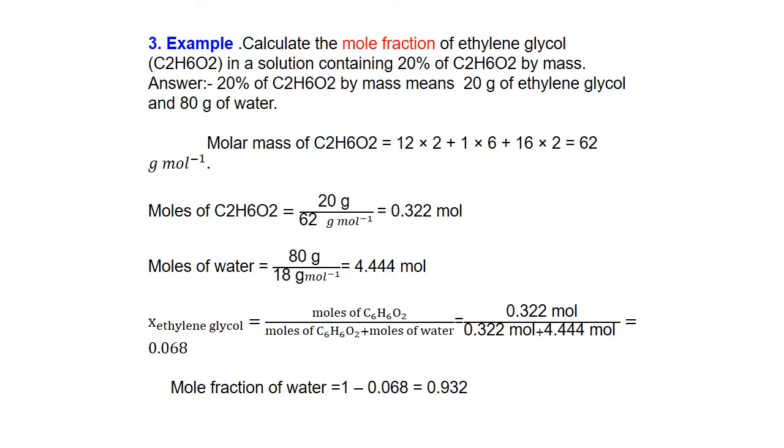Moles of water are calculated as 80 by 18, mass of water divided by molecular mass. And now mole fraction for ethylene glycol will be number of moles of ethylene glycol divided by total moles of the solution. These are placed. We can find out the mole fraction of water by subtracting the mole fraction of ethylene glycol from 1. So that is 0.932.